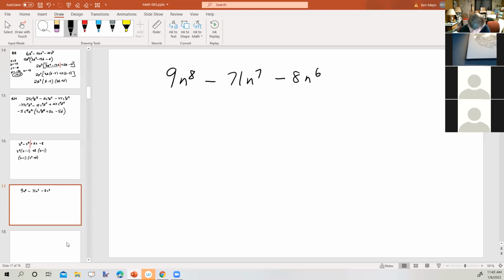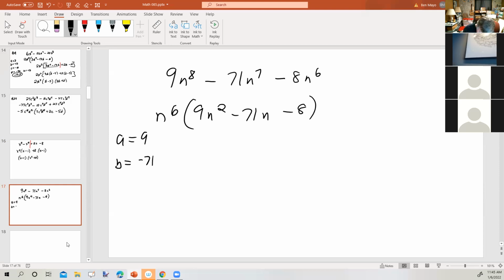Yes. Okay, so there's nothing I can take out of the 9, the 71, and the 8, but I can take out an n to the 6th. So n to the 6th is going to be my greatest common factor, 9n squared minus 71n minus 8. So A is 9, B is negative 71, and C is negative 8. The product is negative 72. And the sum is negative 1.